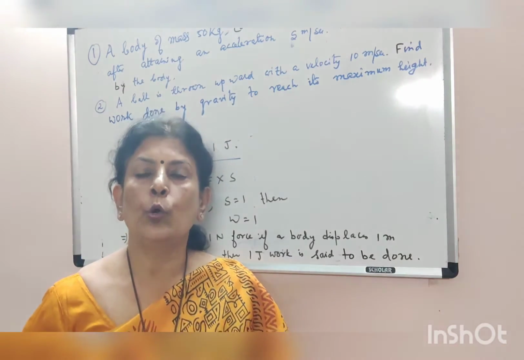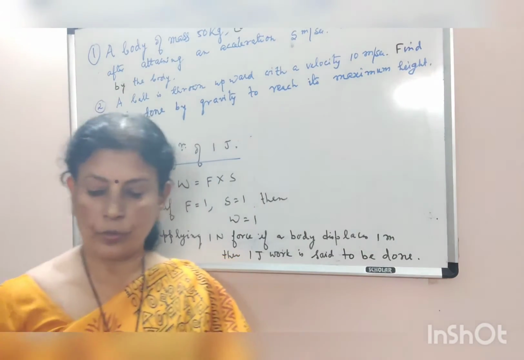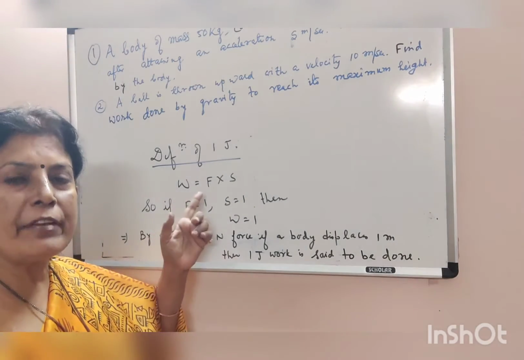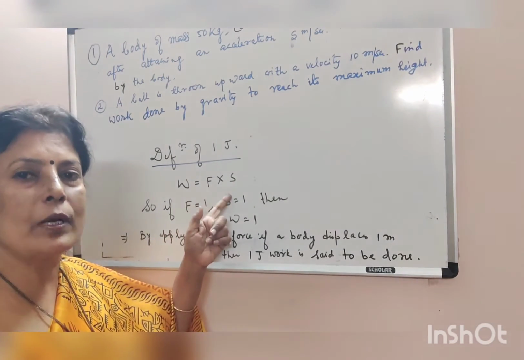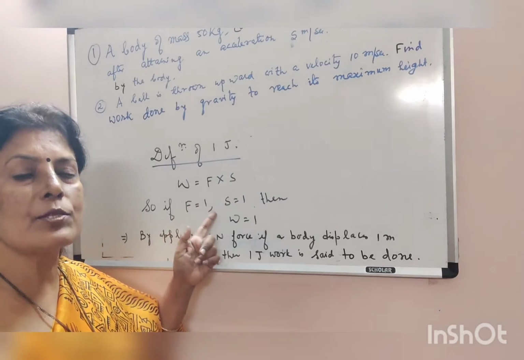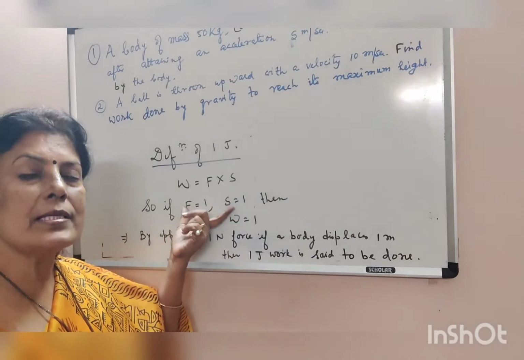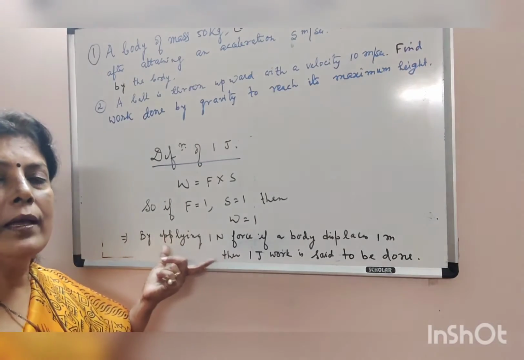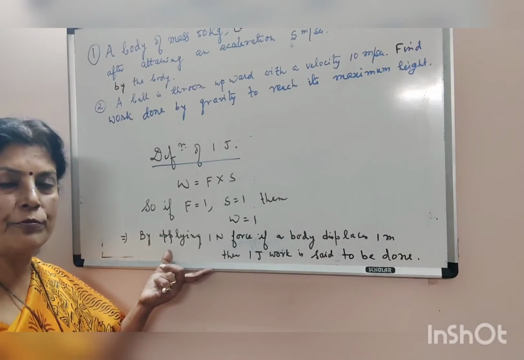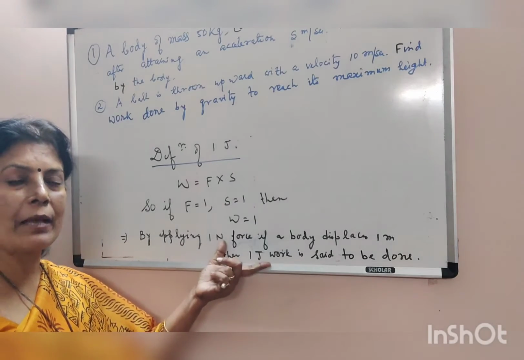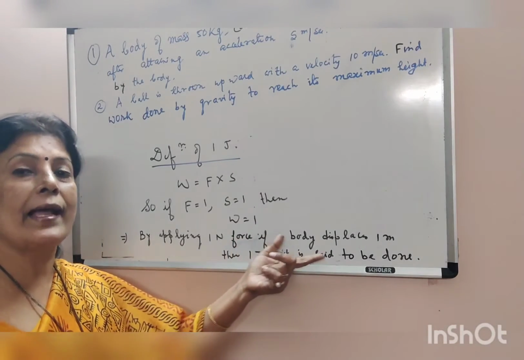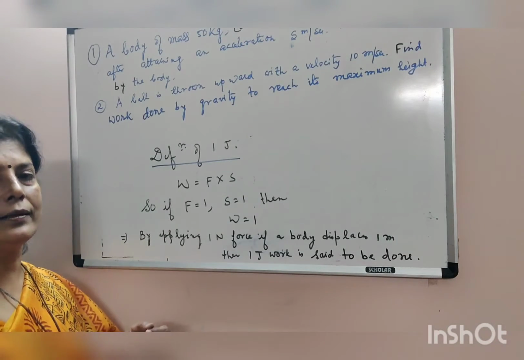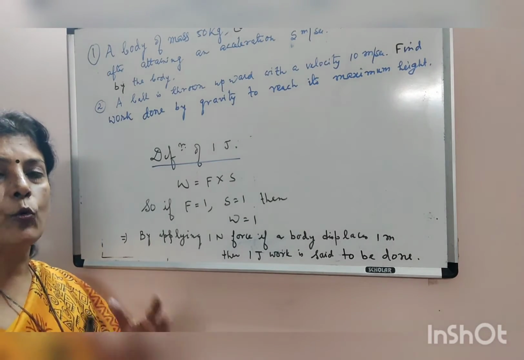Now we have to know what is the definition of 1 joule. Since W is equal to F into S, if F is equal to 1 and S is equal to 1, then W will also be equal to 1. So from this expression we can define 1 joule in this way. If by applying 1 Newton force, a body displaces 1 meter along the direction of force, then 1 joule work is said to be done. So this is the definition of 1 joule.